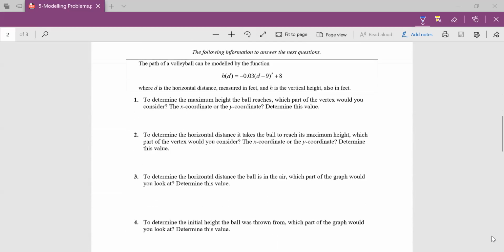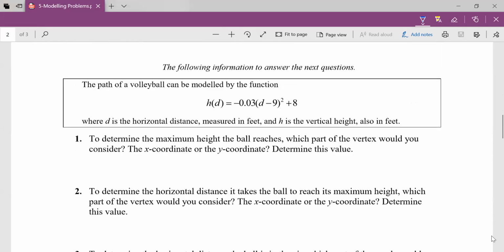So here we go. Here's a pretty standard looking question. The path of a volleyball can be modeled by this function, where d is the horizontal distance in feet and h is the vertical distance, also in feet. To determine the maximum height the ball reaches, which part of the vertex would I look at? Well, because this is in vertex form, I have the vertex, it's (9, 8). I don't need my graphing calculator for that. I would look at the y-coordinate.